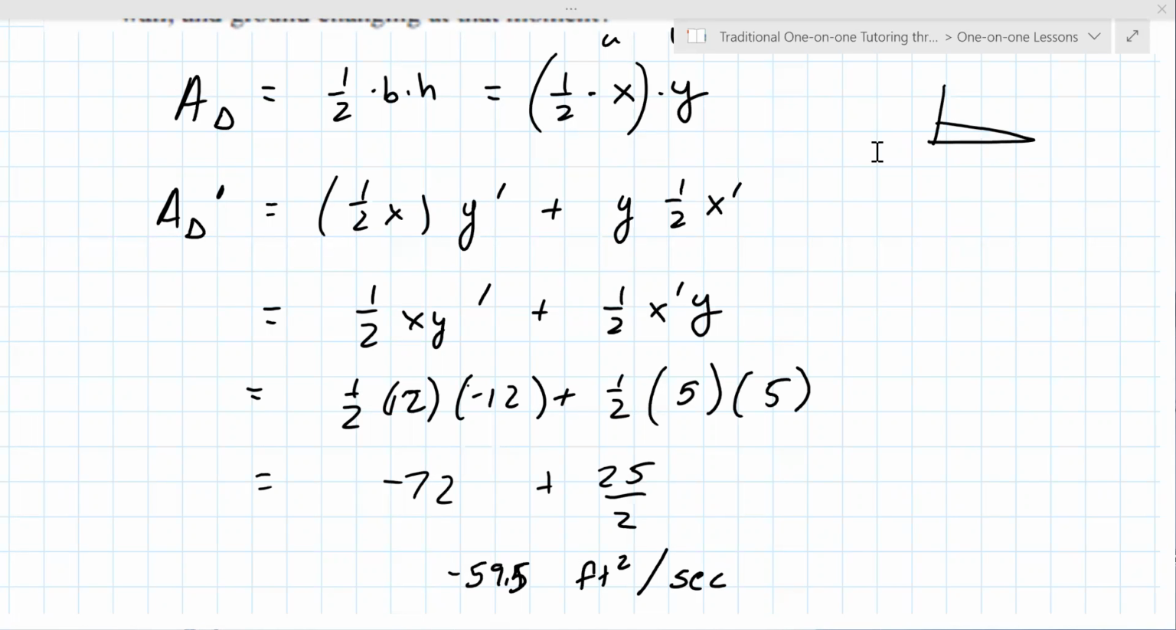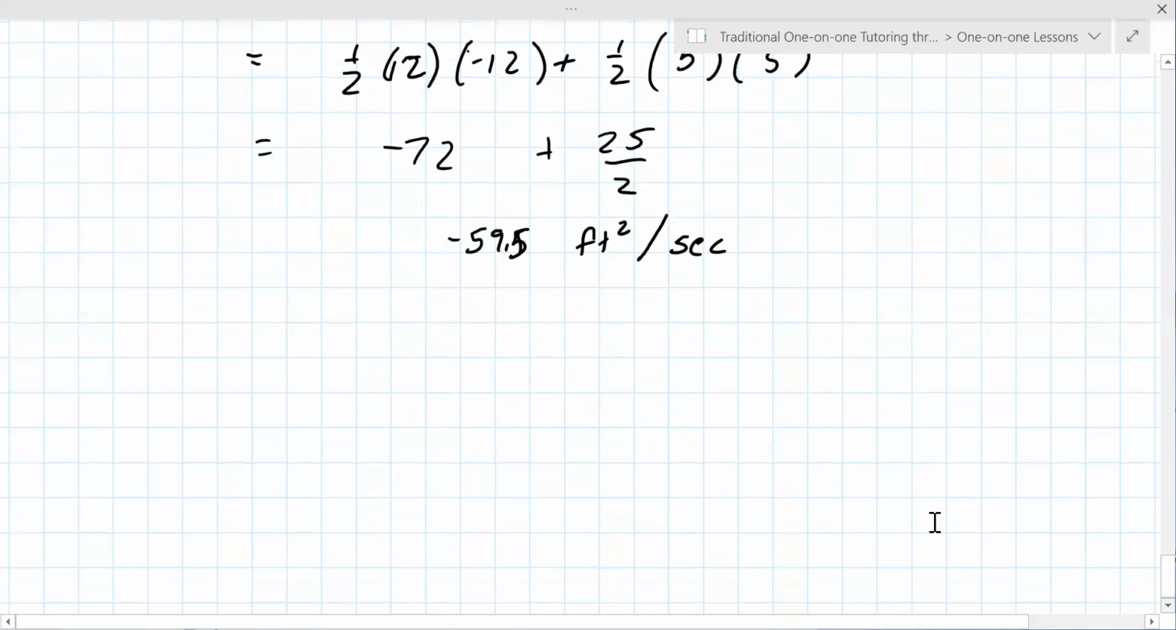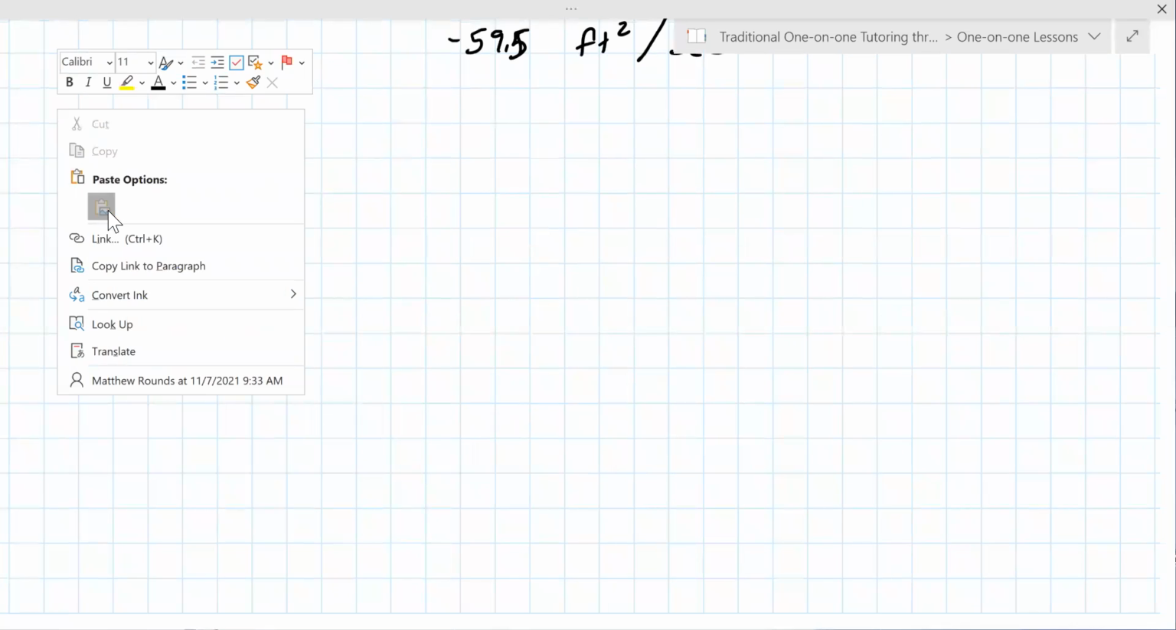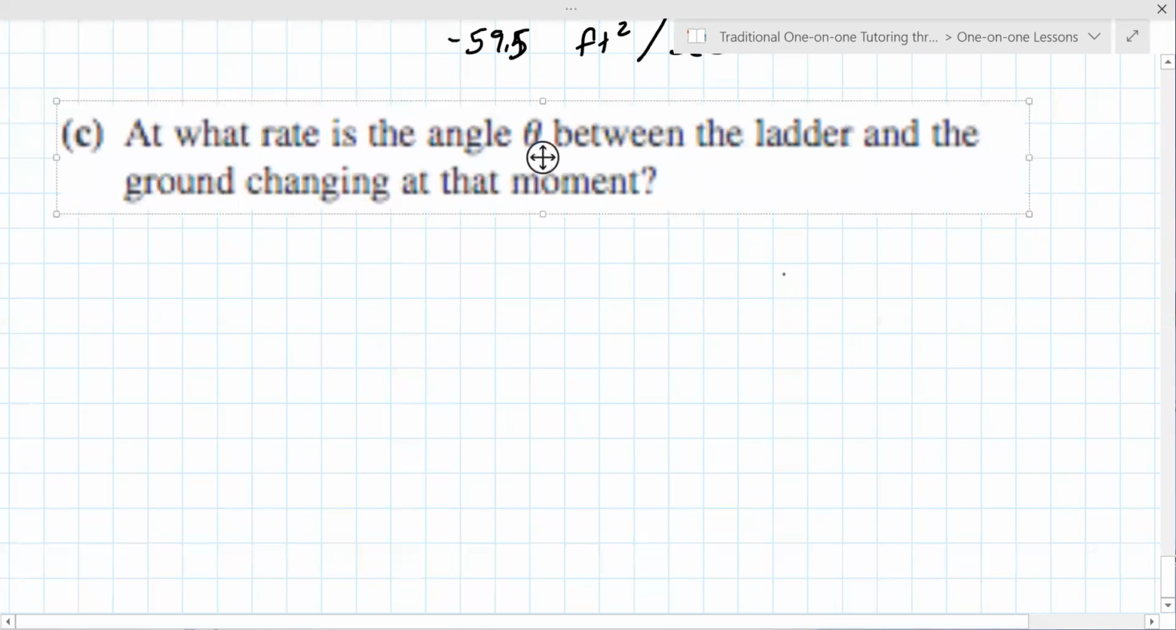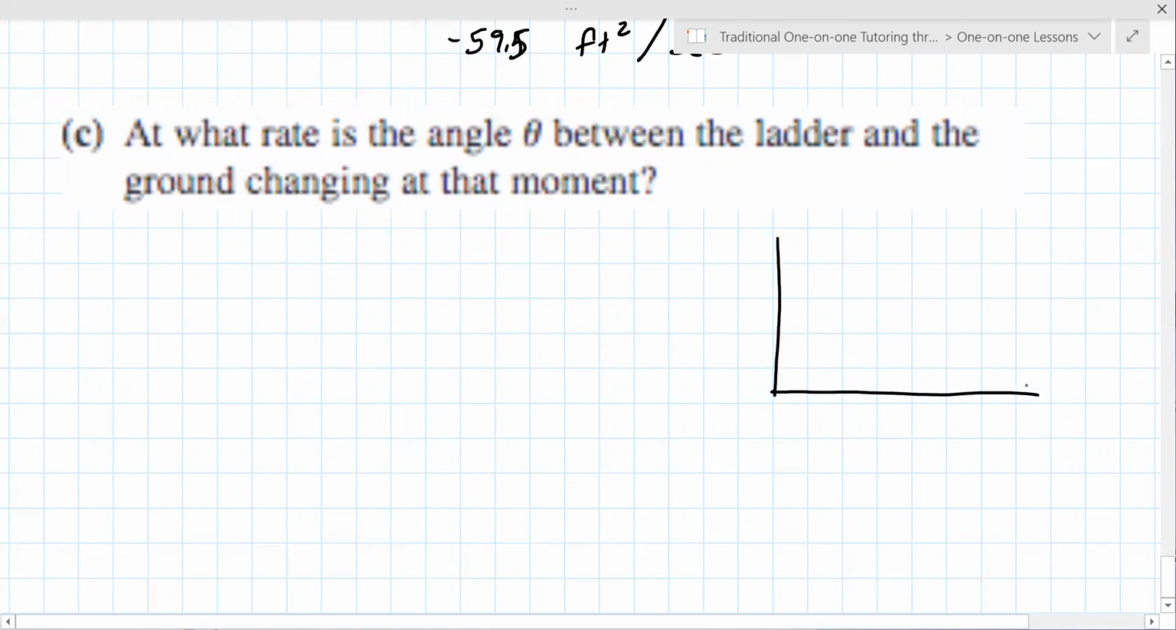At what rate is the angle between the ladder and the ground changing at that moment? I have to draw a picture again here. So again, your picture is something like this. This is the angle right here. I guess you want to use tangent, so tangent of theta equals y over x.